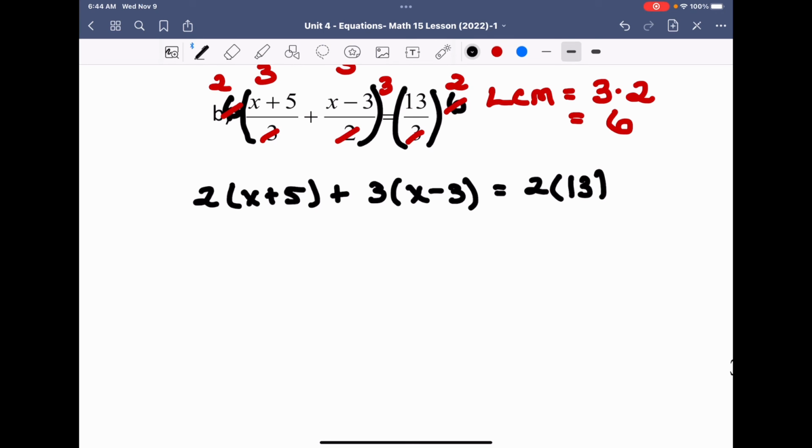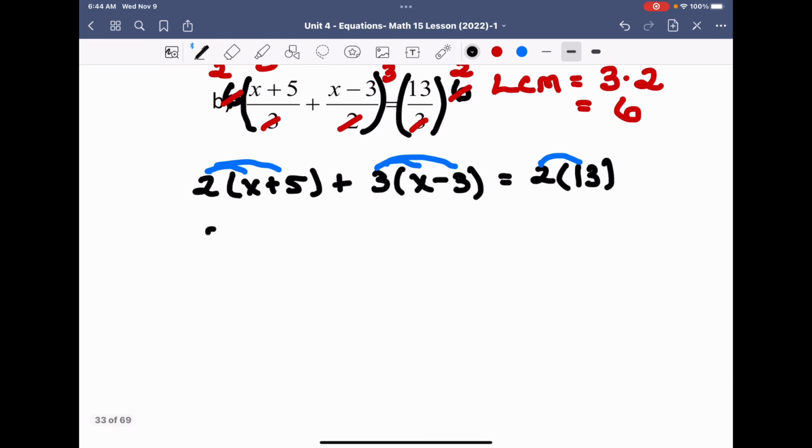times 13. Now, if I distribute my brackets here, I'm going to take each of the coefficients and multiply them through. So I take each of the coefficients and multiply them into the given term. This becomes 2x. 2 times 5 is plus 10. 3 times x is plus 3x. 3 times a negative 3 is negative 9, is equal to 2 times 13, which is 26.